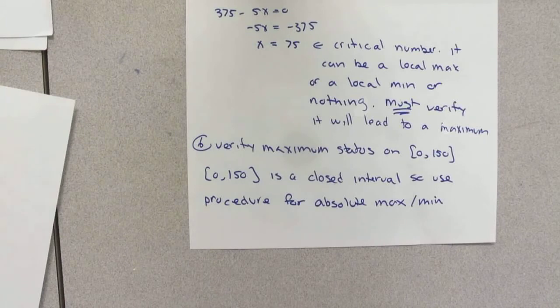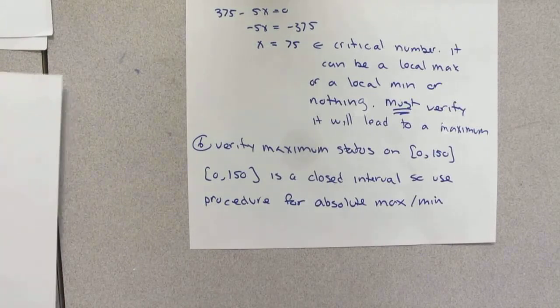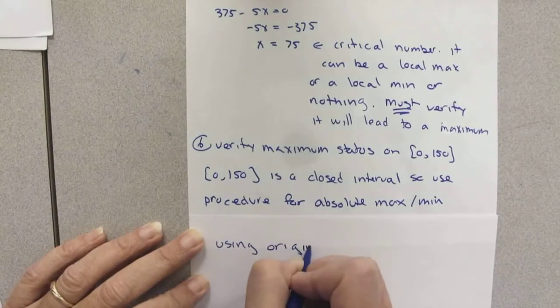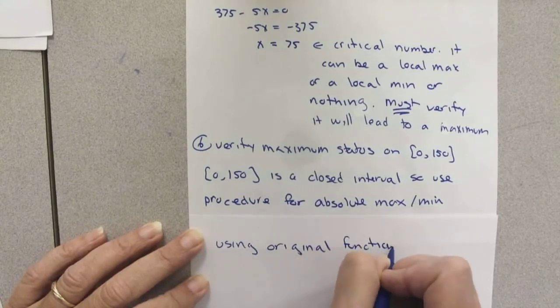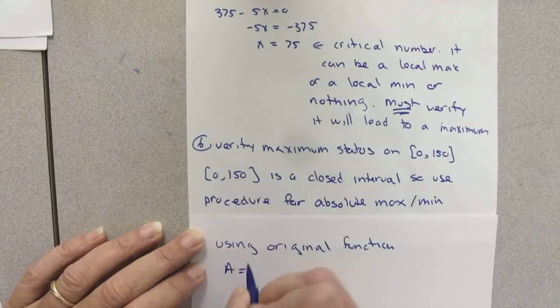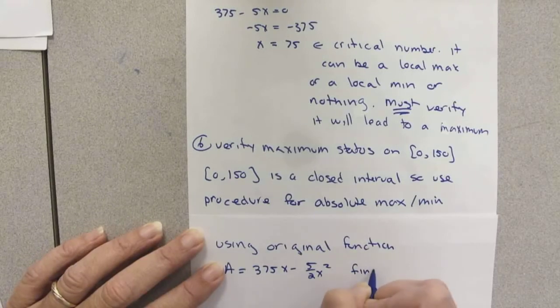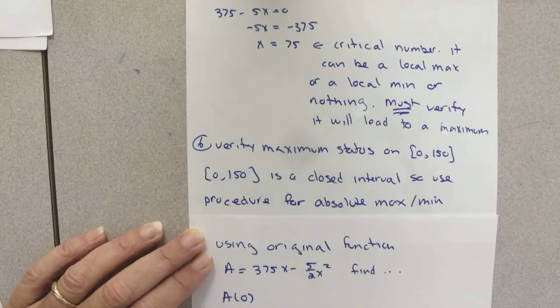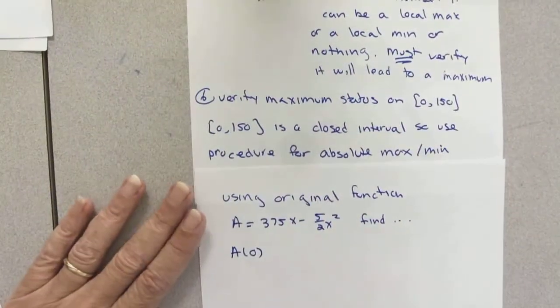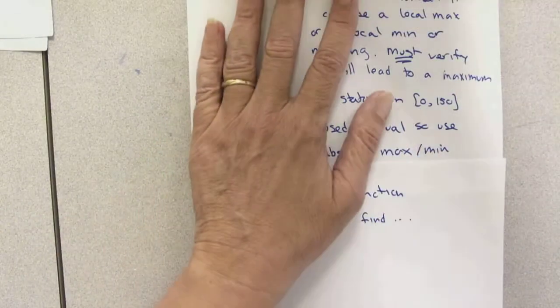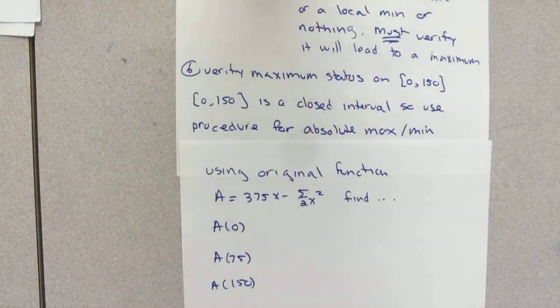Then, after you had your derivative and your critical number or numbers, you then took the original function, which in this case was A equals 375x minus 5 halves x squared, and we find A of 0, A of the critical number, A of the endpoint. That was the procedure for absolute max-min. You took the original function and found the values at each endpoint and the critical number.